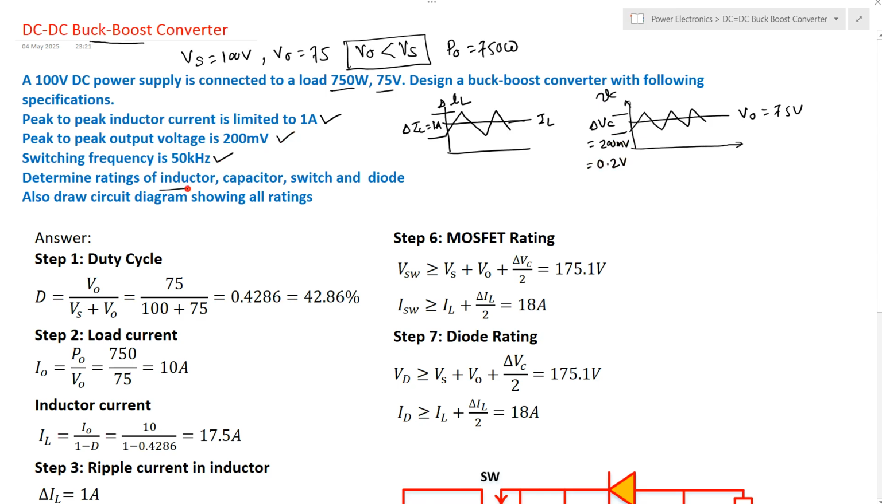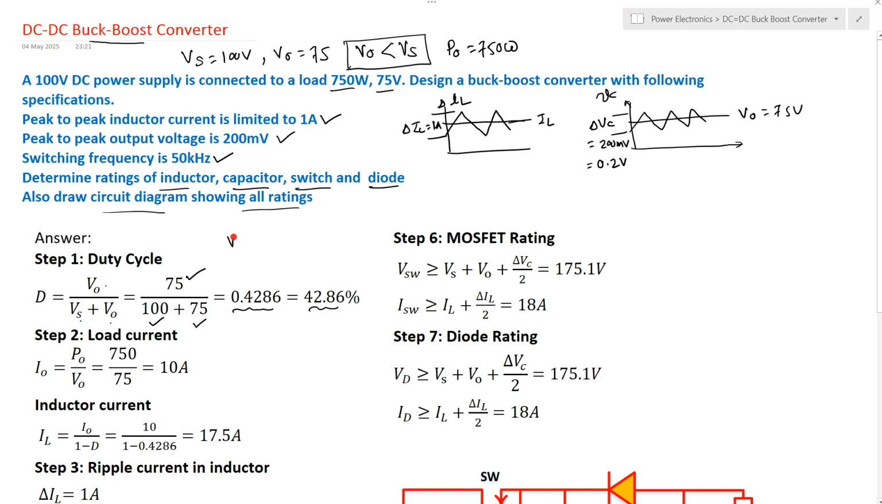We have to determine the rating of the inductor, capacitor, switch and diode. Also draw the circuit diagram showing all the ratings. Okay, so this is the requirement. Now let us first calculate the duty cycle. So duty cycle is equal to V0 upon Vs plus V0 in case of a buck boost converter. So V0 is 75, source voltage is 100, and output voltage is 75. So 75 divided by 175, it comes to 0.4286, that is 42.86%. That is the duty cycle.